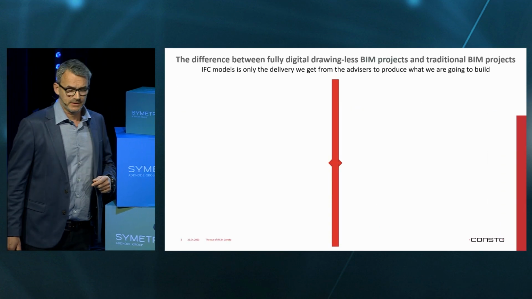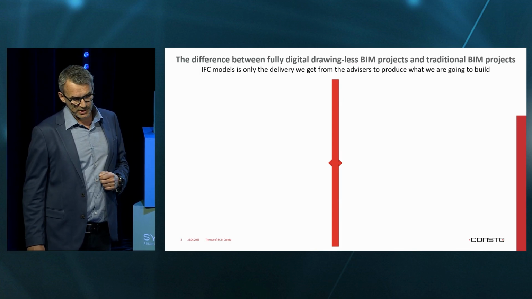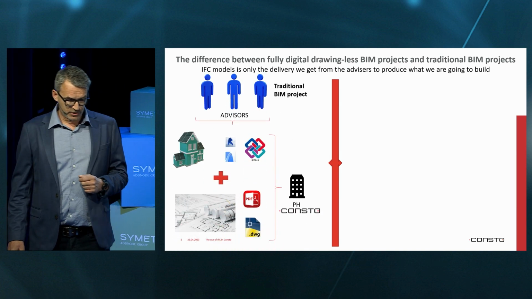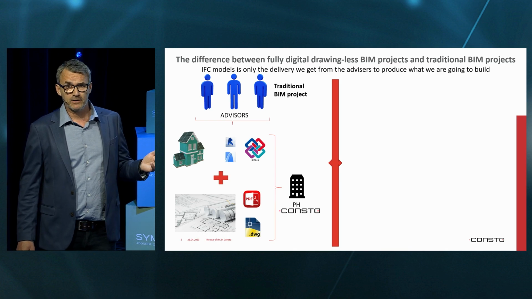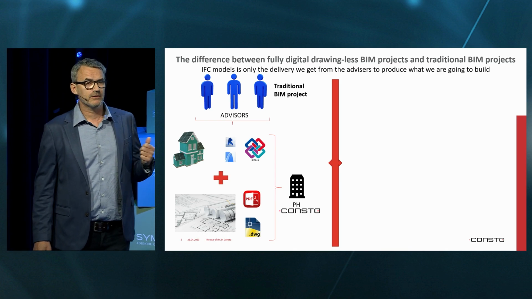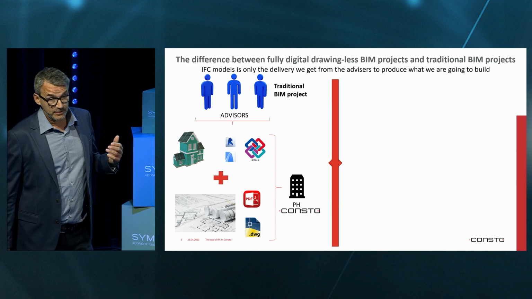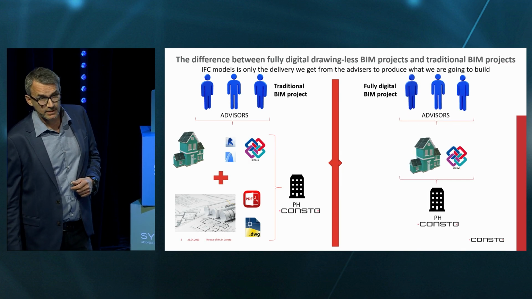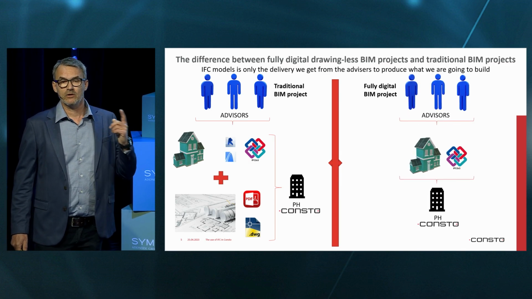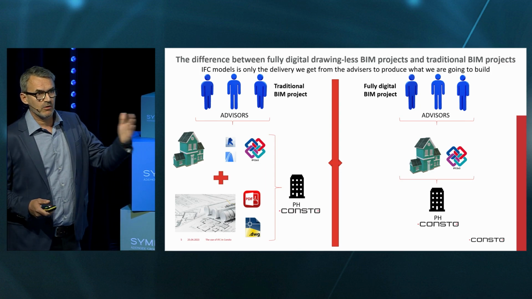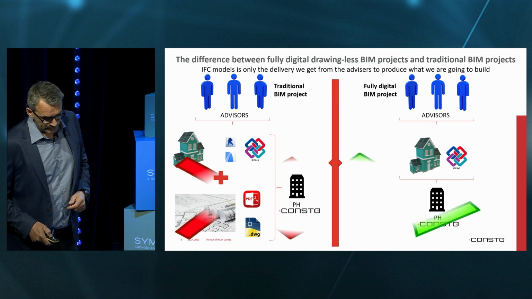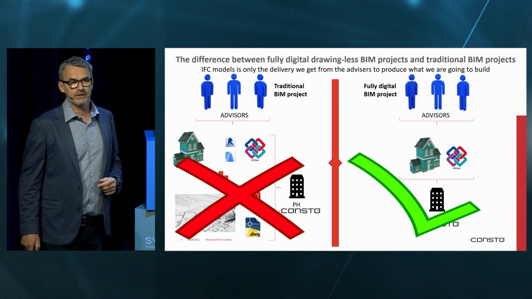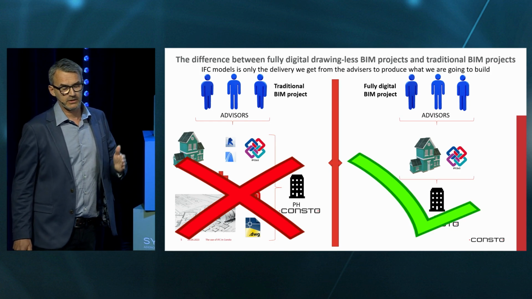So, what is the difference between the fully digital drawingless BIM project and traditional BIM projects? I'm going to show you. Today, in a traditional BIM project, the advisors deliver native format, IFC models, PDF drawings, and DWG drawings to us. But in fully digital BIM projects, we only get the IFC model. That's the only model we get to go and produce from. So, this is the past, this is the future. We already have several projects in Consto which are fully digital.